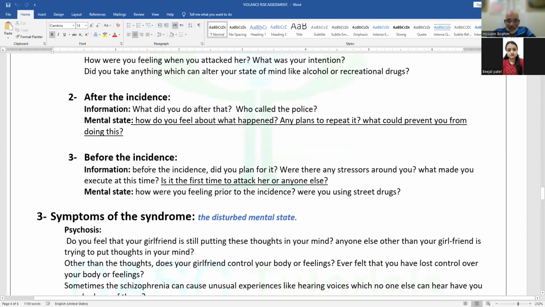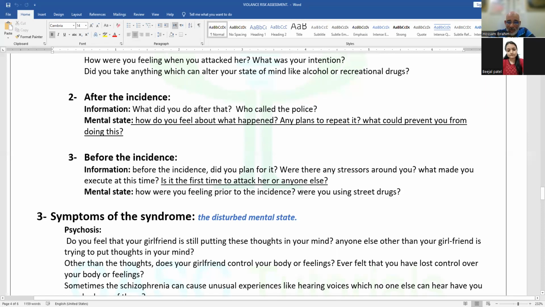Okay, and before the incident is a very important area. Before trying to attack her, did you plan for it? Were there any stresses? What made you execute at this time? So he feels that she has been putting thoughts in his mind for a while. What happened lately for him to decide that today I'm going to end it? So she must stop. Is this the first time to attack her or anyone else? All these are before the incidents and his mental state.